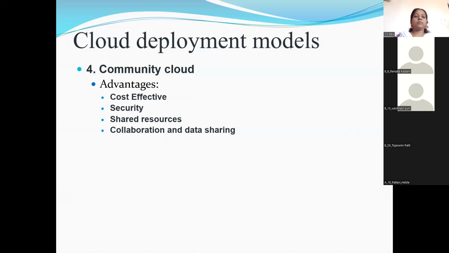Then second is security. So how will the security be achieved? Community cloud provides you better security. Why? Because all four of these organizations are storing their data, so definitely they will try to give more and more security in this case.